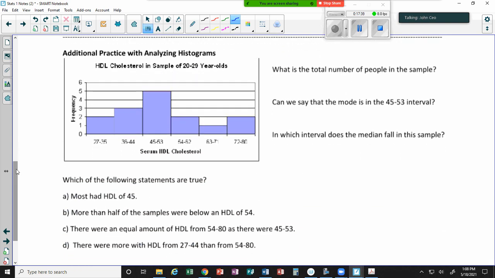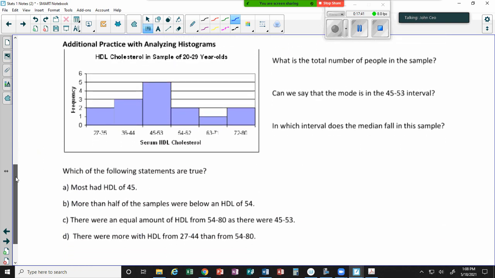So additional practice is analyzing histograms, stuff we did before. Go ahead and see if you can answer these right now on your own. See if you can read this table based off what we did with histograms the other day, and see if you can analyze this, okay?